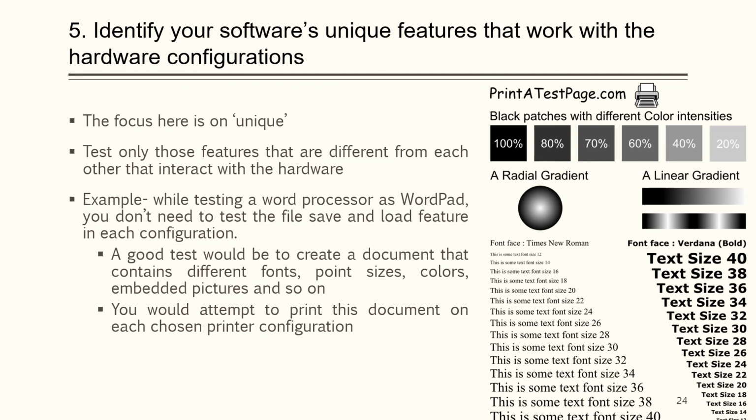The fifth step is to identify your software's unique features that work with the hardware configurations. The focus here is on unique. Test only those features that are different from each other and that interact with the hardware. For example, while testing a word processor such as WordPad, you do not need to test the file save and load feature in each configuration. A good test would be to create a document that contains different fonts, font sizes, colors, embedded pictures, and so on. You would attempt to print this document on each chosen printer configuration.